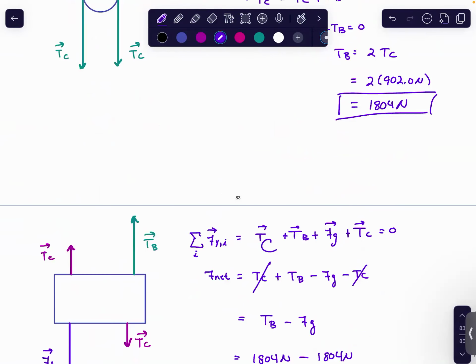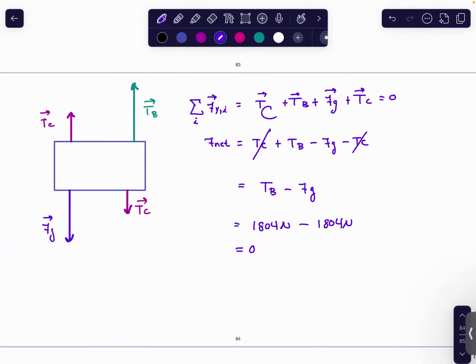Oh. So I kind of heard what you were saying, Dom, but why is it force of A? Okay. So again, tension A is going to be internal.